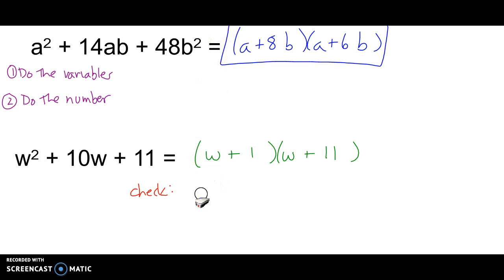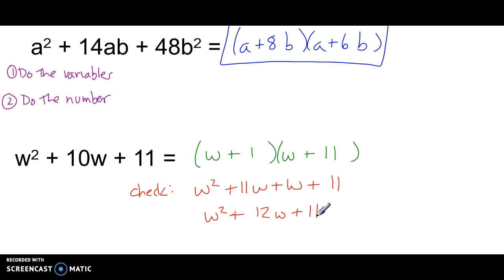So here, when you FOIL this thing out, w times w, you get w squared. W times 11, you get a 11w. 1 times w, you get w. 1 times 11, you get 11. You collect your like terms, and that's not the right term in the middle. We're supposed to get 10w, we're getting 12w.